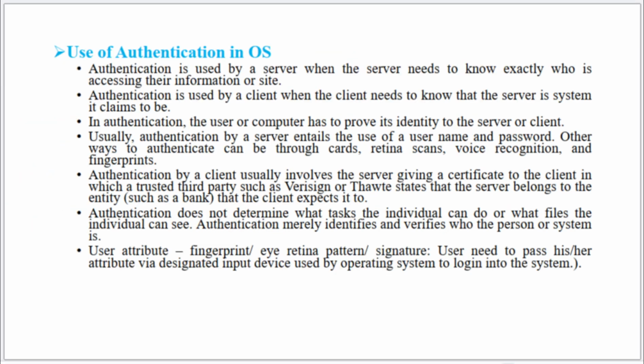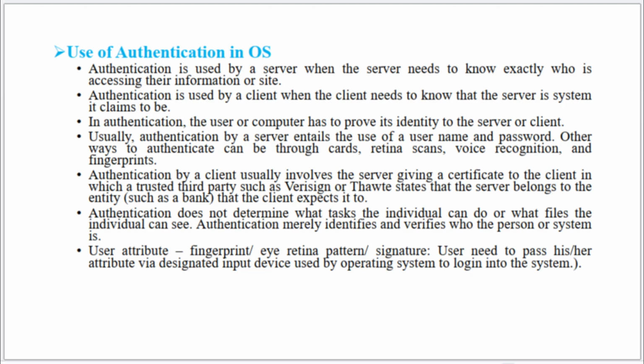17. Use of authentication in OS. Authentication is used by a server when the server needs to know exactly who is accessing its information or site. Authentication is used by a client when the client needs to know that the server is who it claims to be. In authentication, the user's computer has to provide identity to the server or client. Usually authentication by a server entails a username and password. Other ways to authenticate can be through cards, retina scans, voice recognition, and fingerprints.